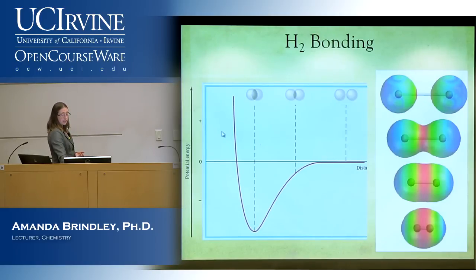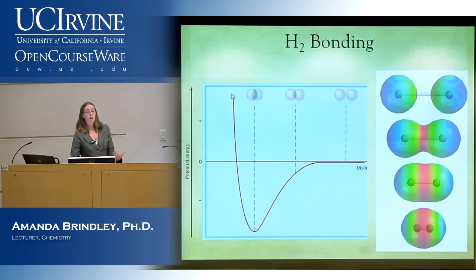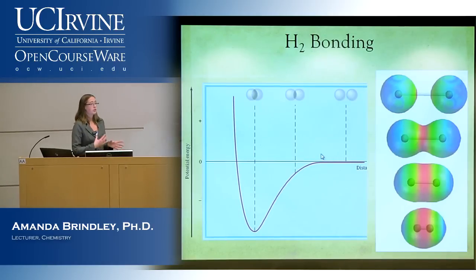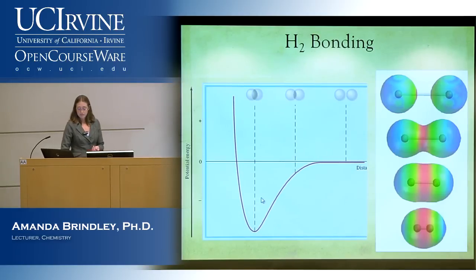Meanwhile, if you start getting too close together, you get this sort of infinite potential energy. As they get closer and closer together, they can't overlap, right? You can't have the two nuclei overlapping. And then as they're really far apart, you get this zero potential energy. So that's what these graphs are describing: ideal bond lengths based on their potential energy. Okay.